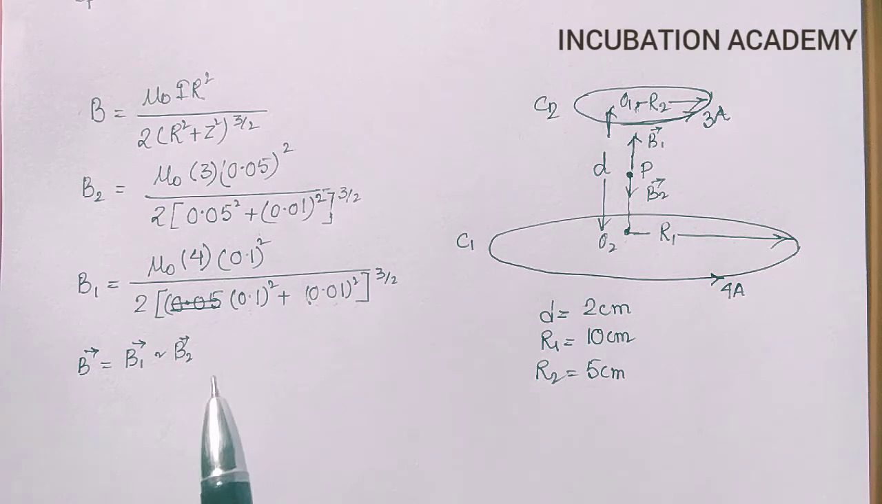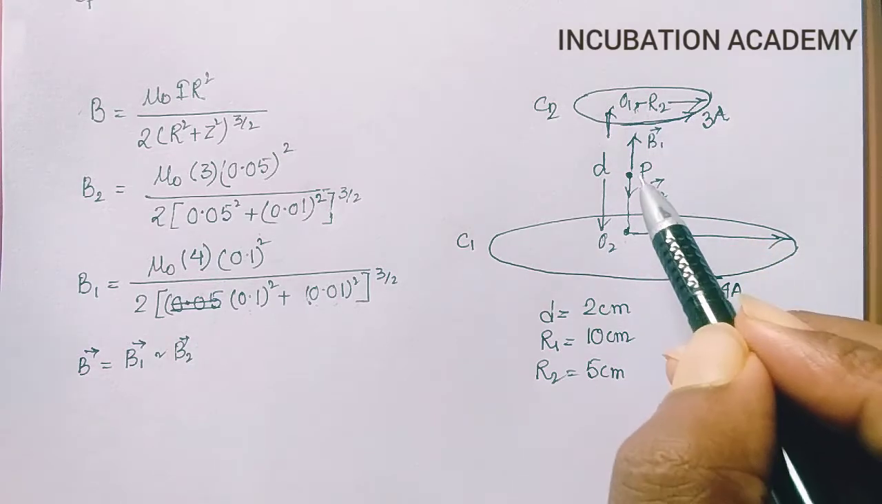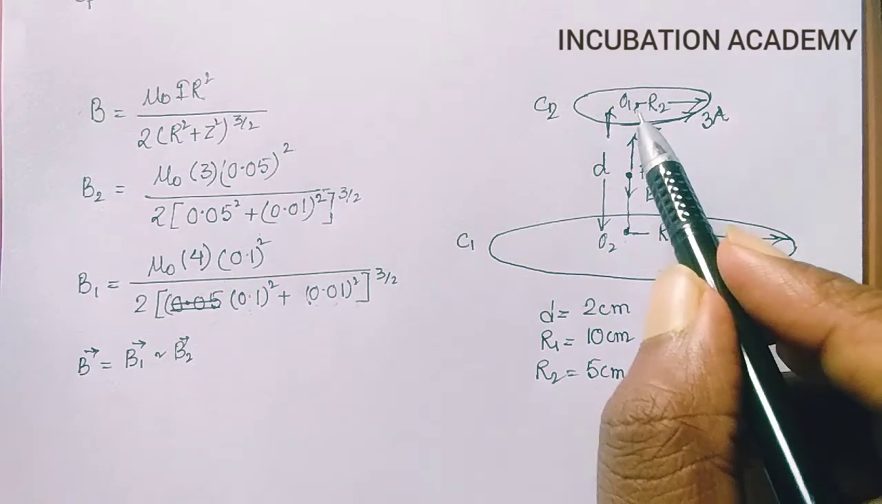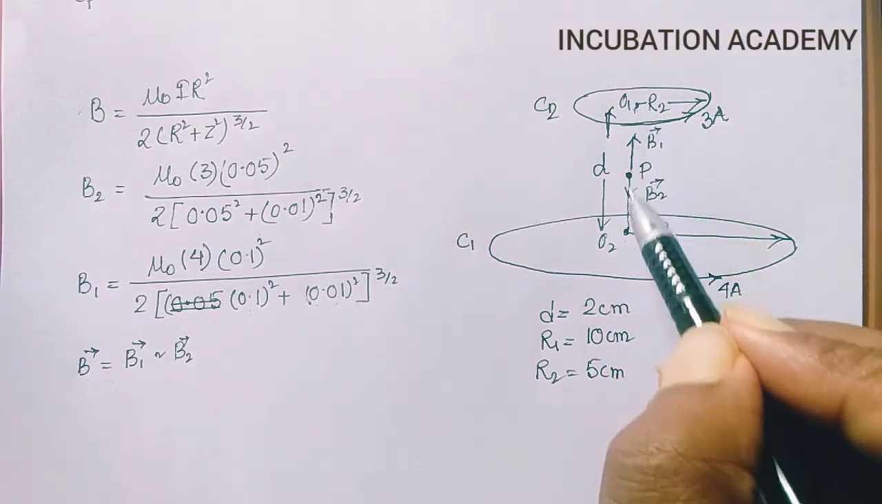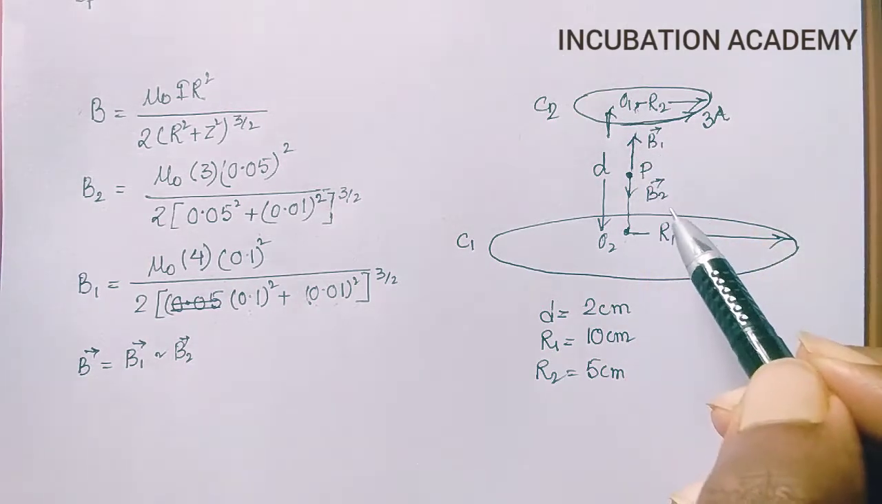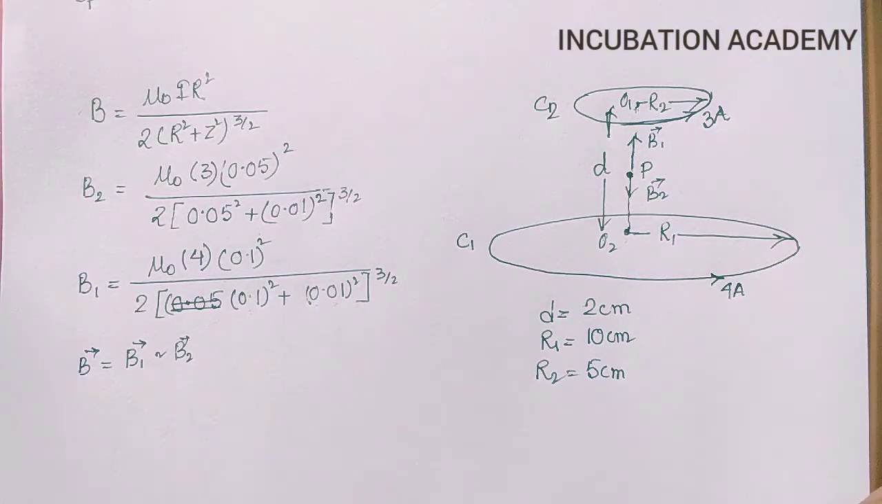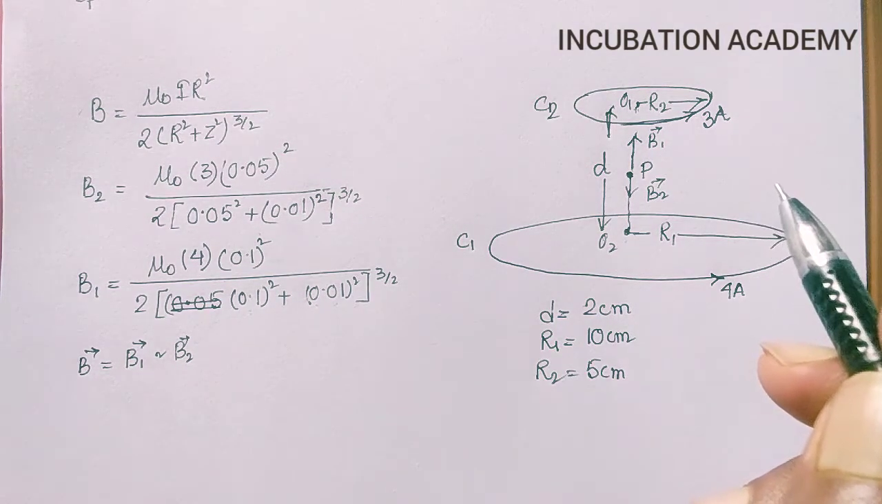So we have found the magnetic field of the coaxial coils at the midpoint, or we can say anywhere in between on the axial line. This is how it should be found out. So this is the logic, or this is the procedure. I hope you understood.